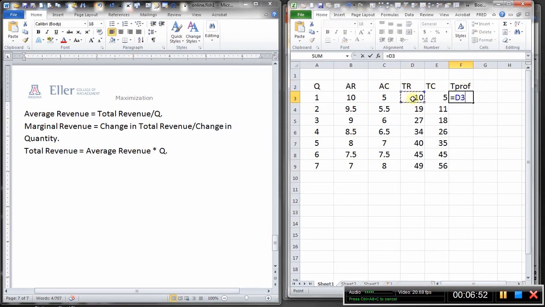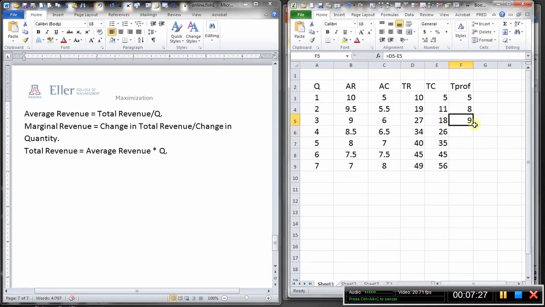So we're going to take 10 in D3, and we're going to subtract 5 in E3. We're going to go through and take 19 in D4, which is total revenue for 2. Right? This is the 2 line. And we're going to subtract total cost in E4, which is equal to 11. So we took 19, subtracted 11, and got 8. We take 27 and subtract 18, and we're going to get 9. So that's going to be equal to 27, which is D5, minus 18, which is E5.